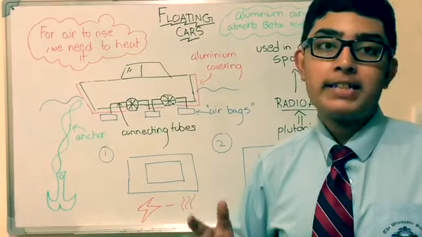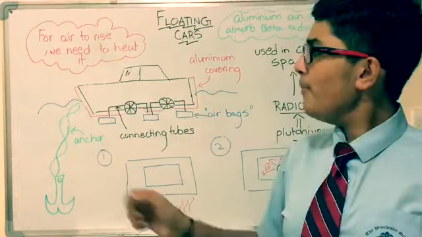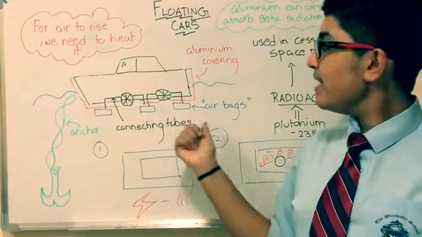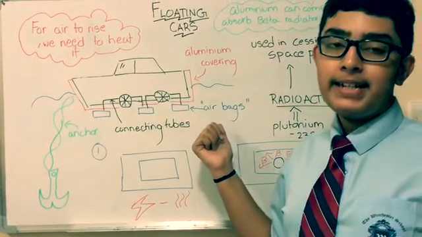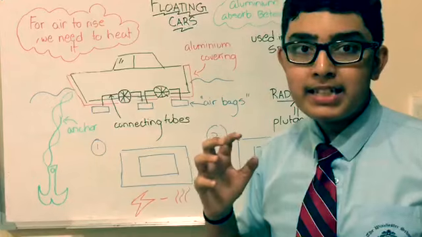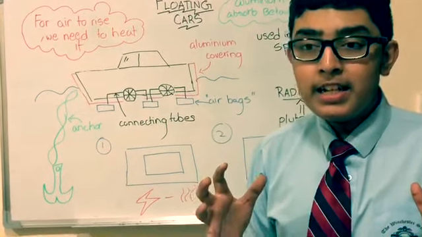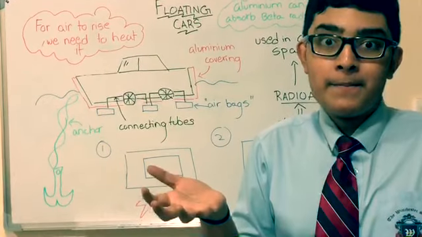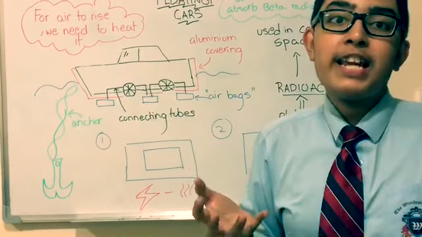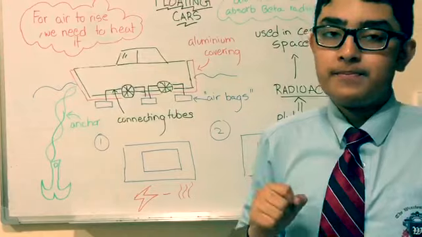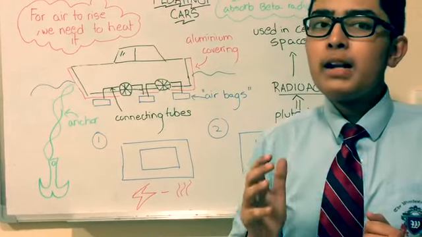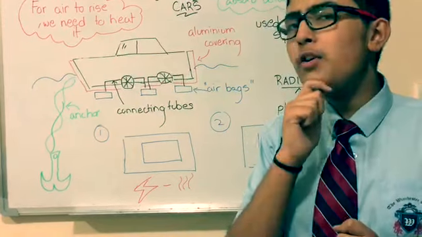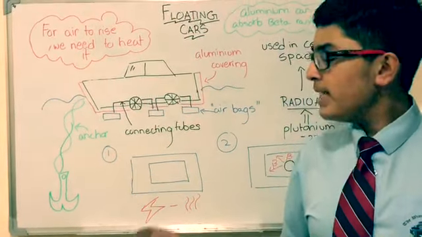and this is what makes it float. Now moving down, we have a blue module here, and this is known as the airbag. The airbags contain air, and this air makes the entire car rise up. This helps the car to stay easily afloat. Well, but only if you heat the air will it rise up. So how do we heat the air?